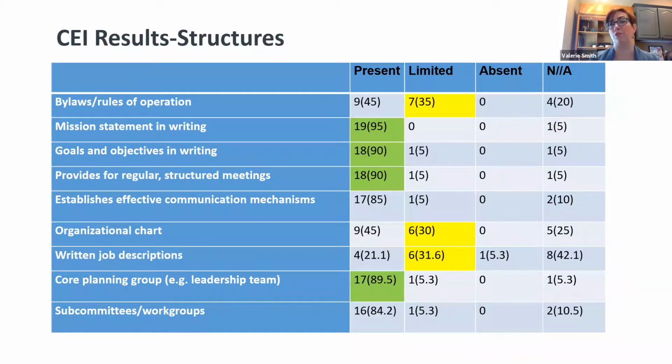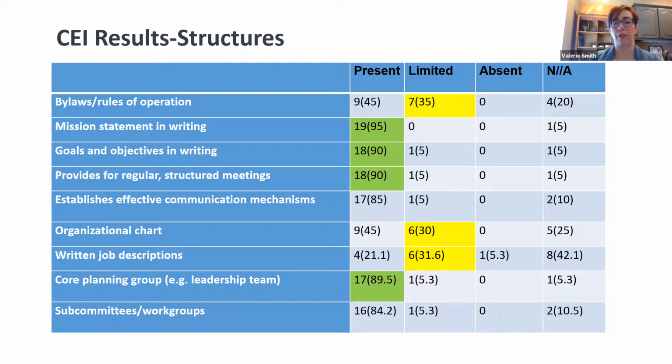And then the structures of our coalition. So we did not at the time, actually, we still don't, true confession, have formal bylaws. We do have some policies and procedures in place now that are a little bit more specific. And then those clarifications of job descriptions and organizational charts were some other areas for growth for us.